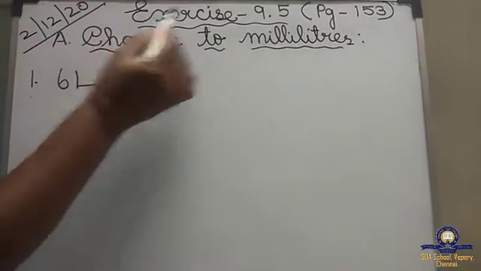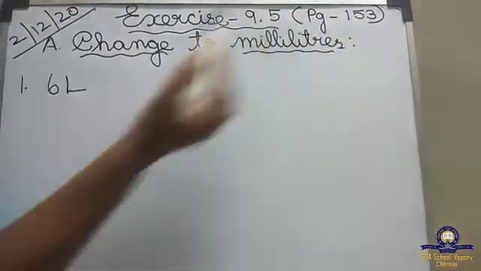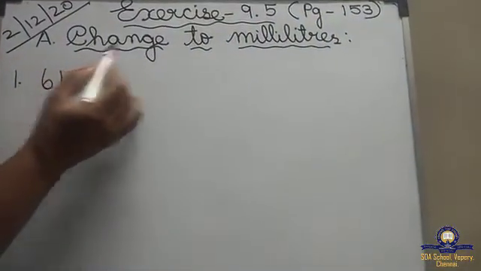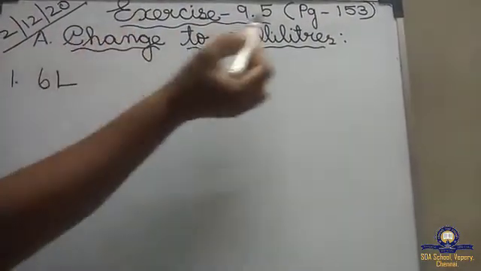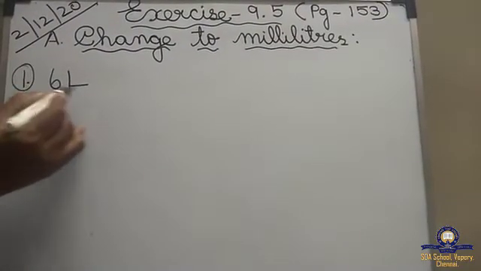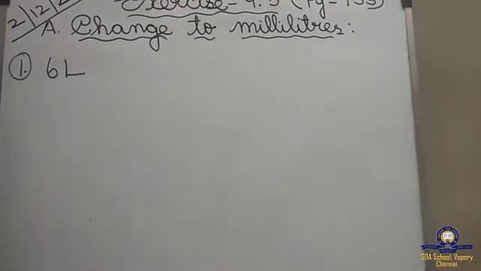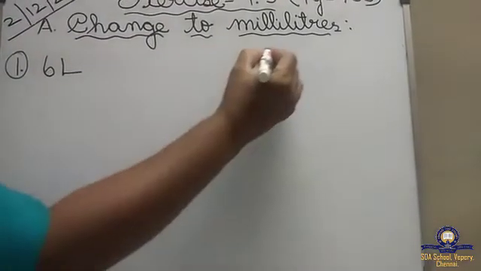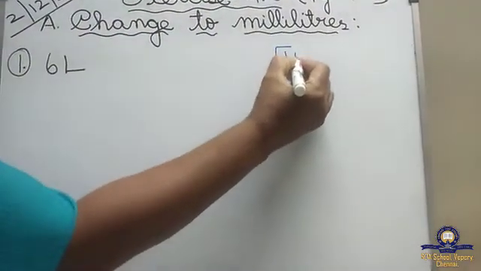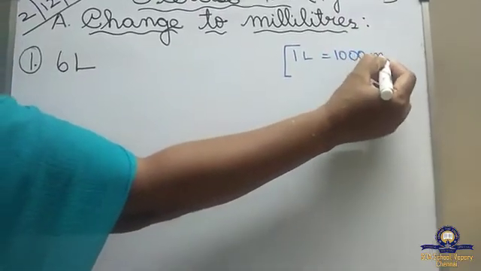Exercise 9.5 is given on page number 153. The first one, A1, is change to milliliters. You have to convert into milliliter. The sum is 6 liter. 6 liter you have to convert into milliliter. So what will come, children? 1 liter is equal to 1000 milliliter.